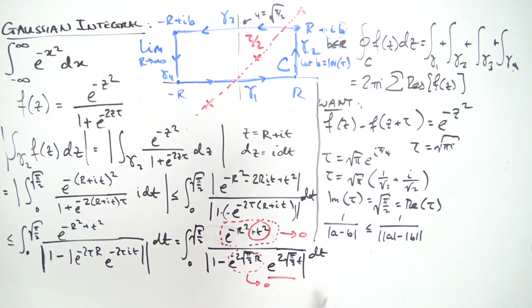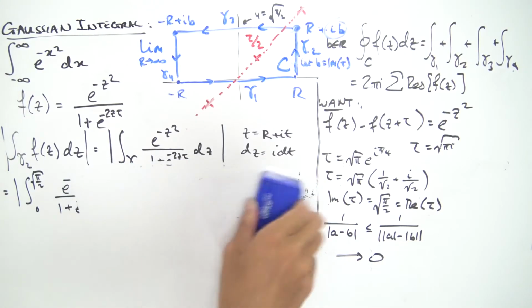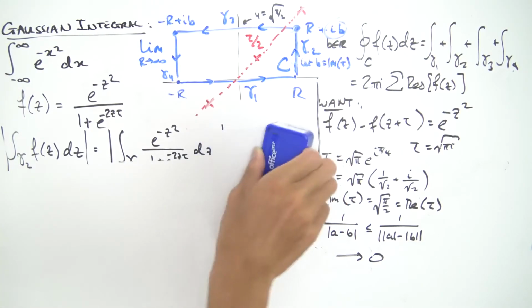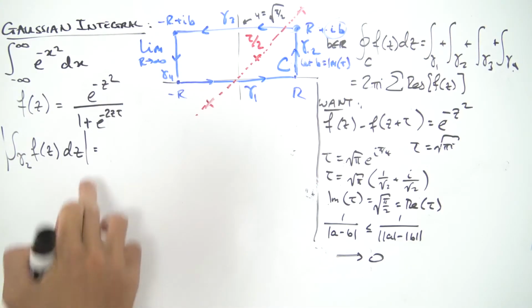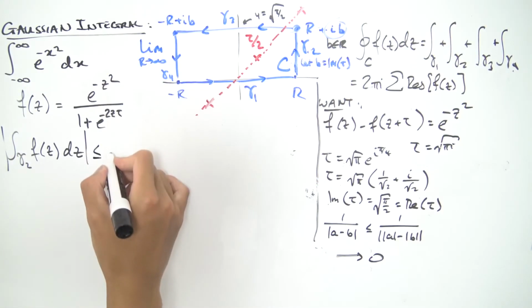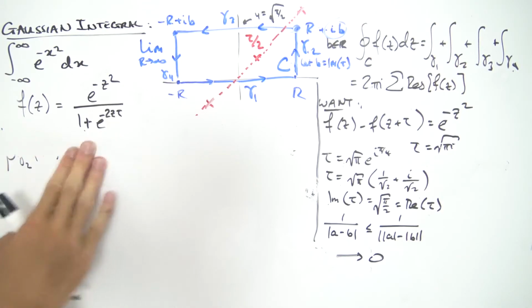So in fact, this integral just evaluates to 0 in the limit. So what did we just find out over here? Notice we always use the less than or equal to inequality. So tracing back that chain of inequalities, we can conclude that the integral over gamma 2 in absolute value is going to be less than or equal to 0 in the limit as r approaches infinity. So I'll write this out properly.